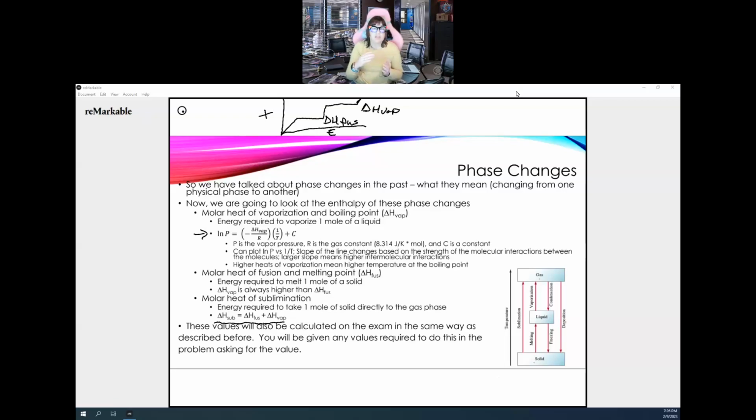We can get an indication of what kind of intermolecular interactions there are for a particular molecule by looking at this type of plot. Higher intermolecular interactions are going to require more energy. If I have hydrogen bonding, that's going to require more energy. If I have dipole-dipole interactions, it's going to require more energy than something without those intermolecular interactions. That is just an interesting note for you.